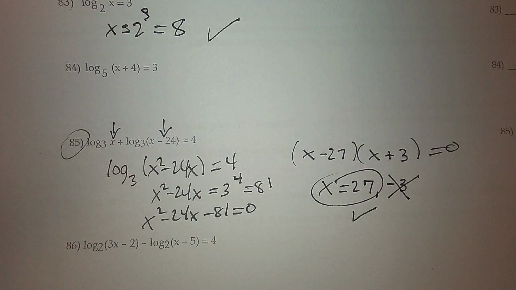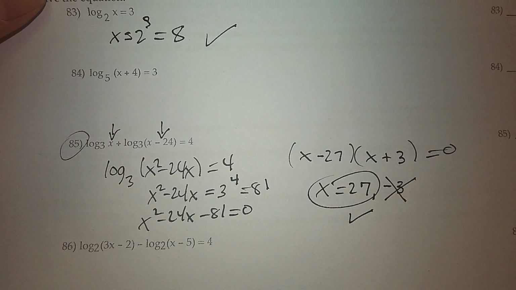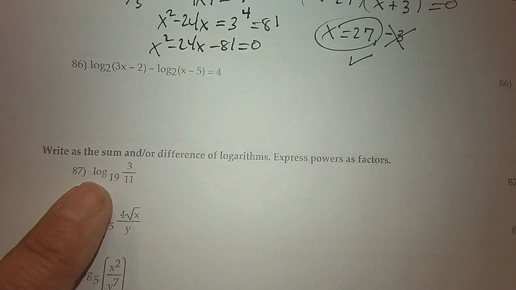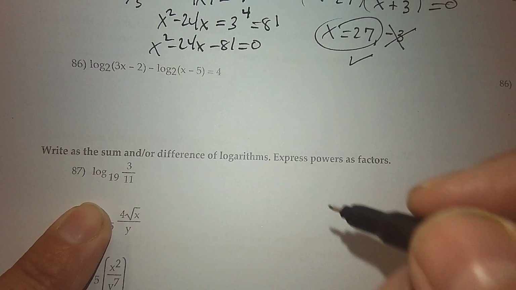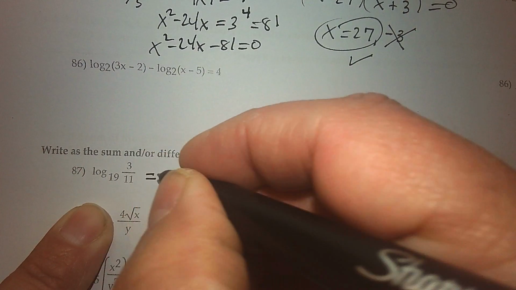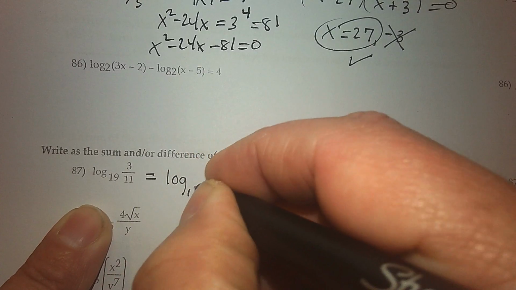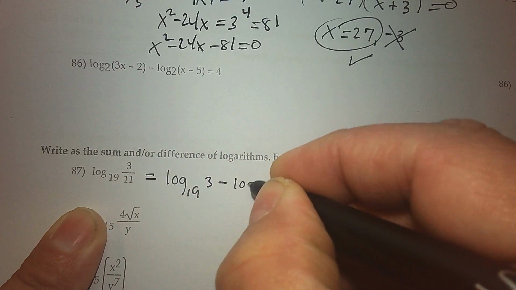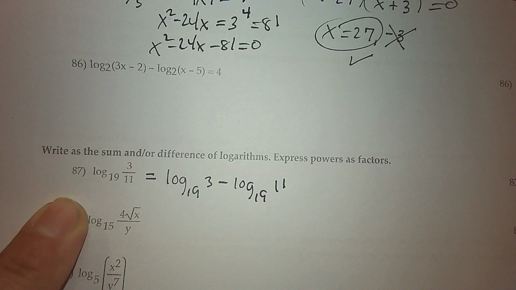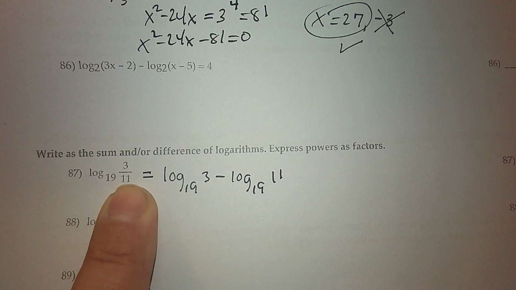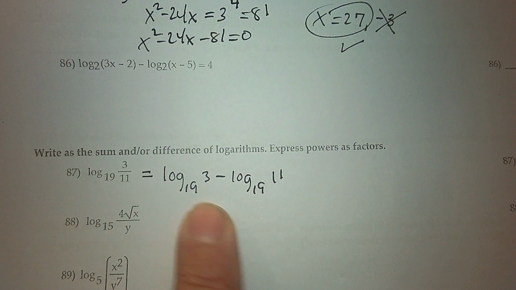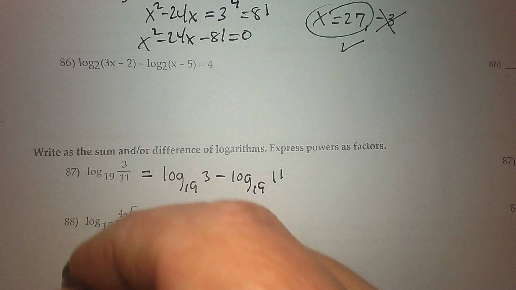All right, 87. In 87, do you know your laws? Your logarithm laws. Do you know that when you're dividing inside, you can expand this by subtracting? So 87, if it's dividing inside, how do you expand it? By subtracting. Let's look at 89.